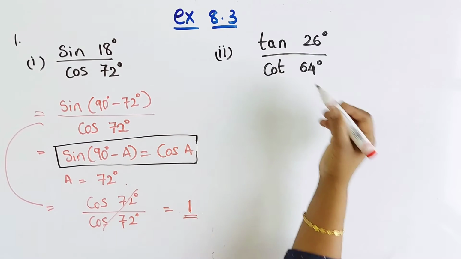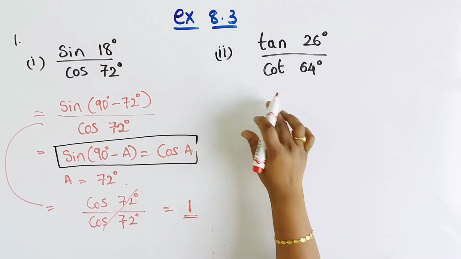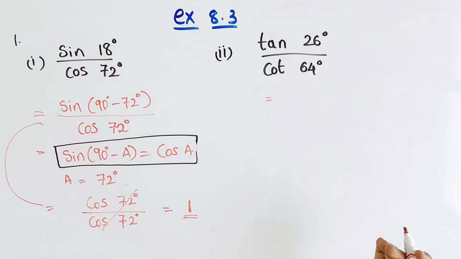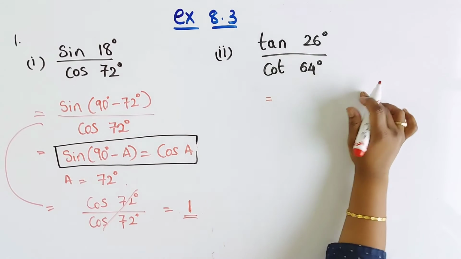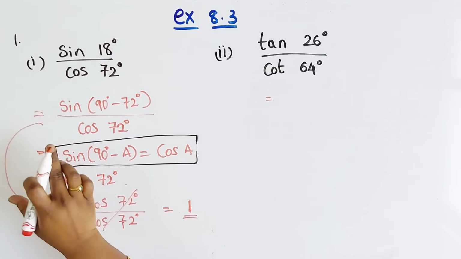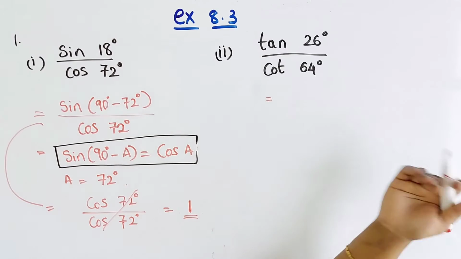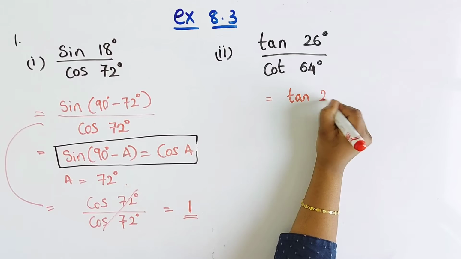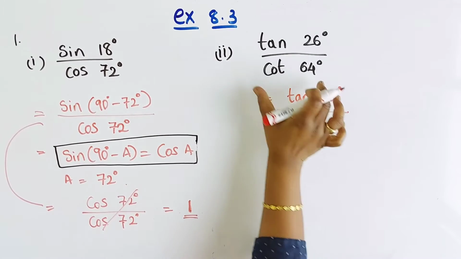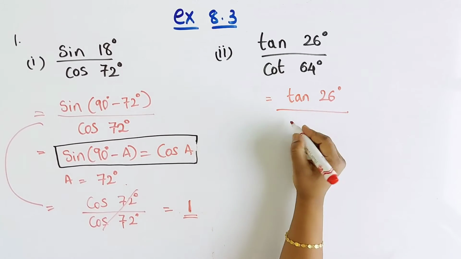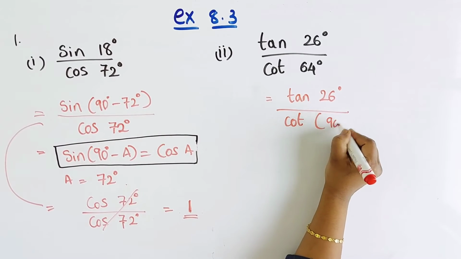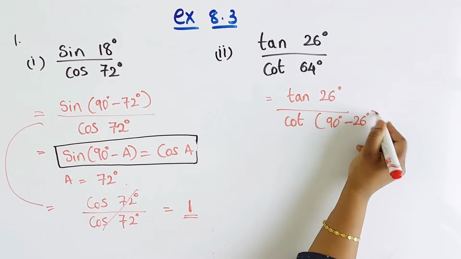Now second one, children, tan 26 degrees by cot 64 degrees. Here also we have to change in the form of complementary angles, either numerator or denominator. Here already we changed numerator, right? Let us change the denominator part. So tan 26, I am writing as it is, divided by denominator part cot 64. Cot 64, can we write 90 degrees minus 26 degrees? Right.